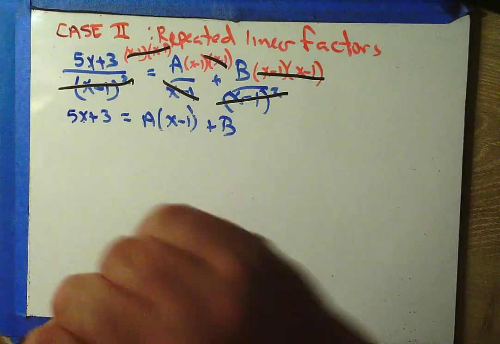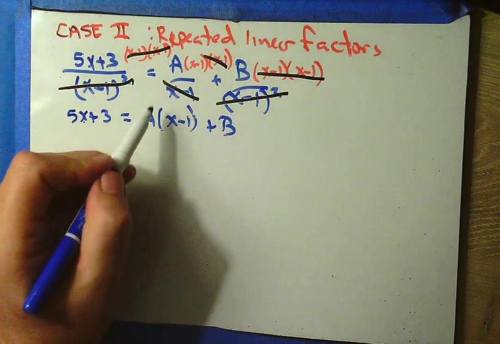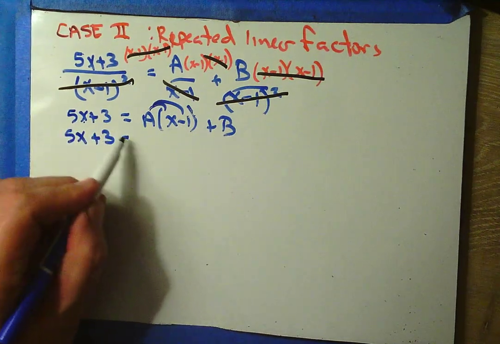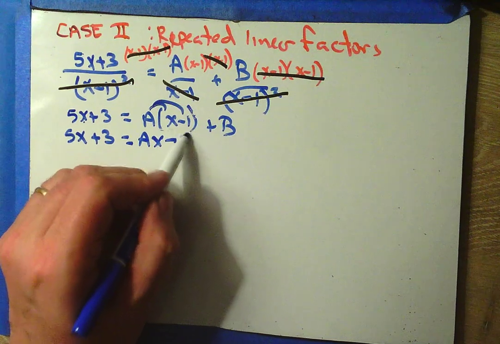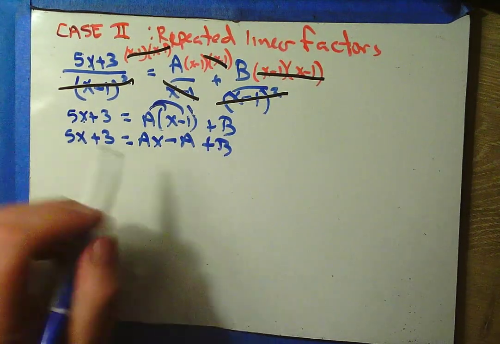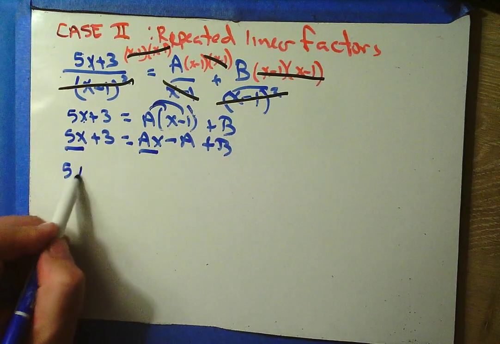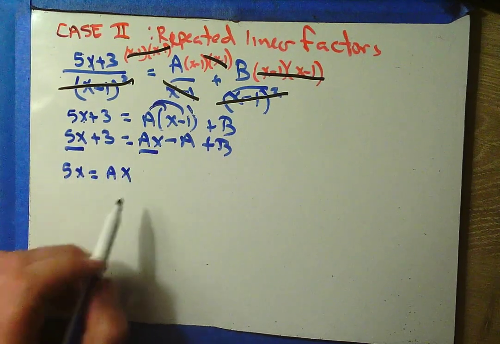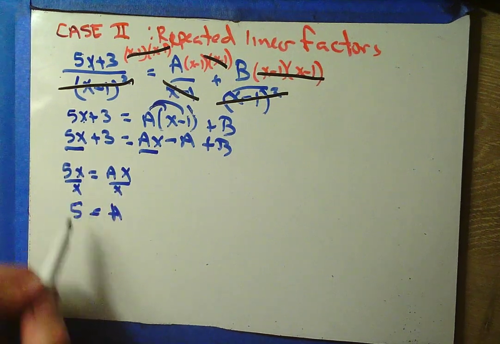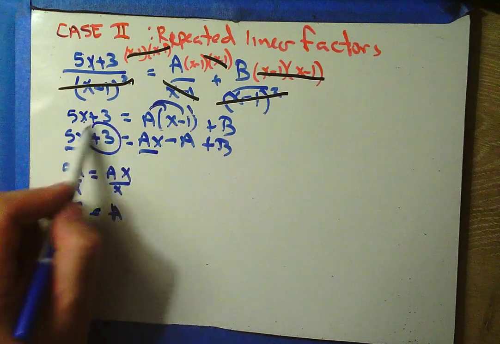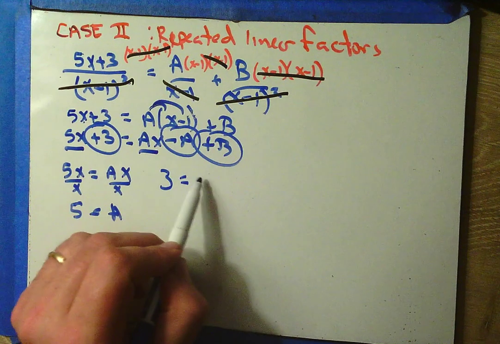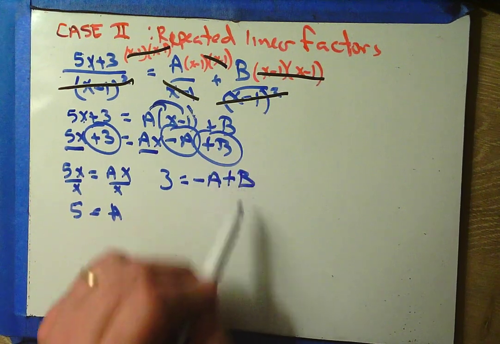I promise systems is going to have value. So we remember with systems we distribute. 5x plus 3 equals ax minus a plus b. And then we want to group the same stuff together. So we'll take all the stuff with x. We could even divide both sides by x, and that gives us a equals 5. And we'll take all the stuff that doesn't have an x and put it together. 3 equals negative a plus b.